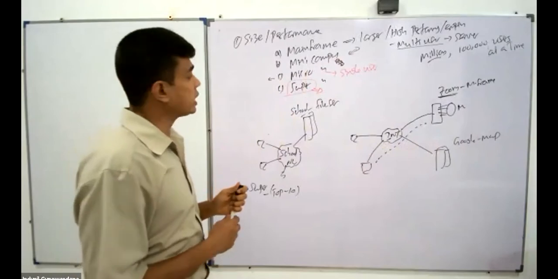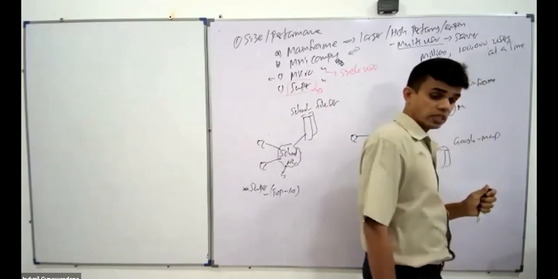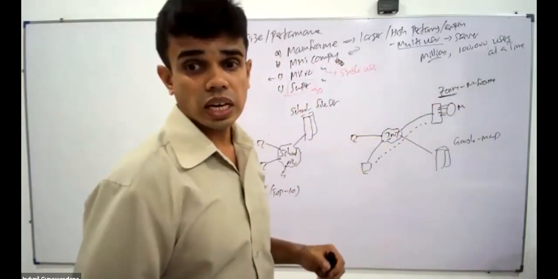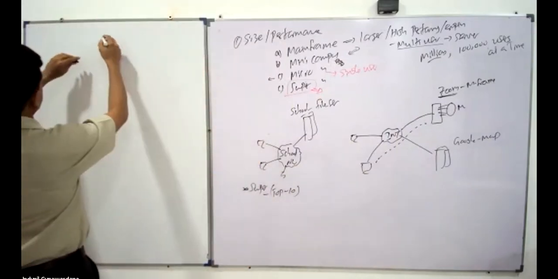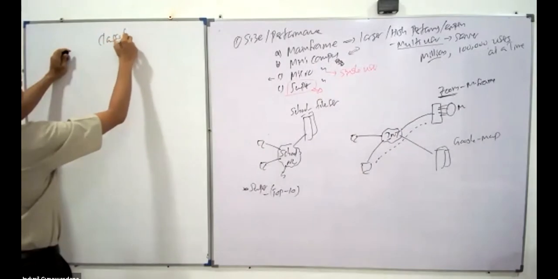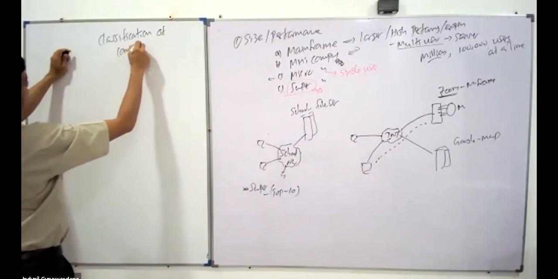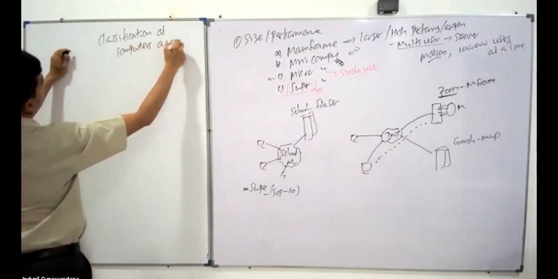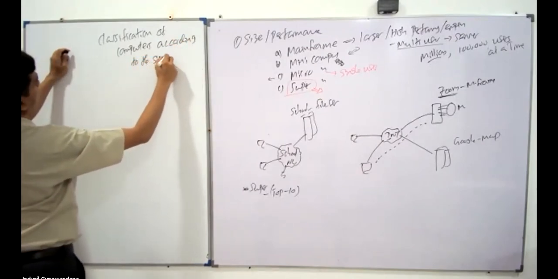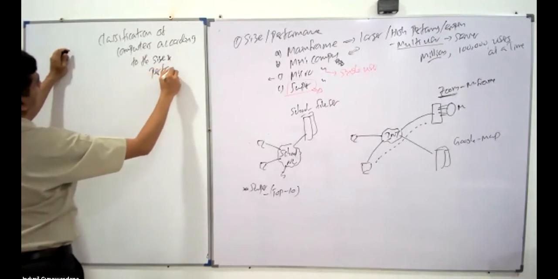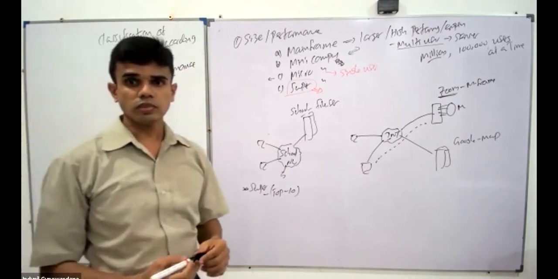We'll have the subtopic telling classification of computers according to the size. Yes, we like that as subtopic into the note. Classification of computers according to the size. Subtopic is classification of computers according to the size and performance. That we like. That's a topic.